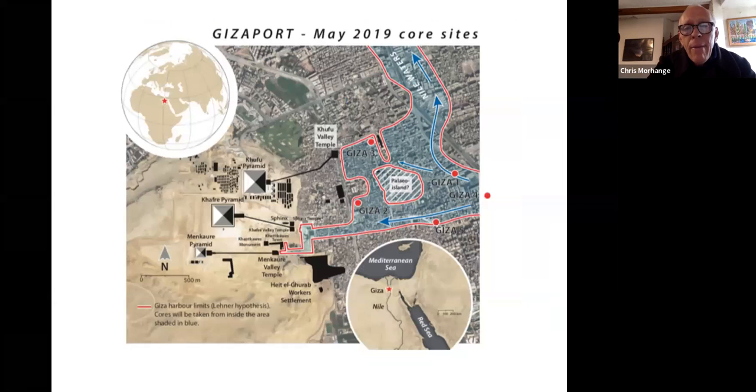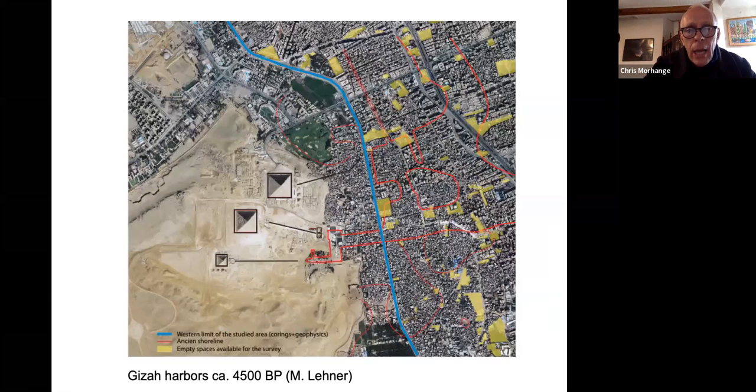We have made 5 cores in a complicated urban context. As you can see, the limit of our work is set by the Mancheia Canal, which is nowadays a street, because west of the blue line it's under the control of the antiquities department, and it's quasi impossible to do anything.